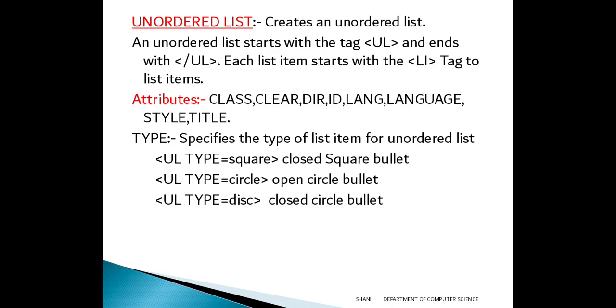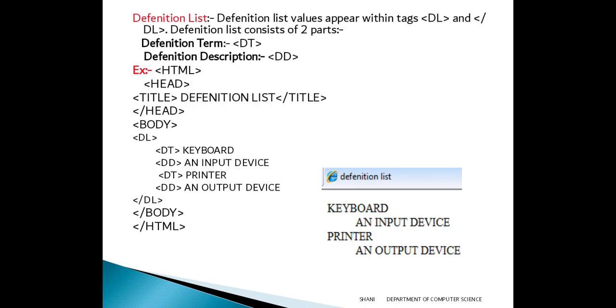Next, UL type equals circle, so the bullet will be represented in circle format, that is an open circle bullet. Next we have disc, UL type disc, that is a closed circle bullet. So this is how we specify the type in the unordered list.